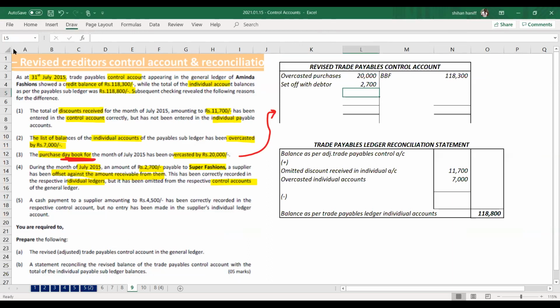The last one, cash payment to supplier 4,500 has been correctly recorded in the control account. Control account is correct, but no entry has been made in the individual account. So plus or minus. Payment 4,500 correctly recorded in the control account. Payment is deducted from the control account. So control account balance is less. Therefore, the individual account balance is more.